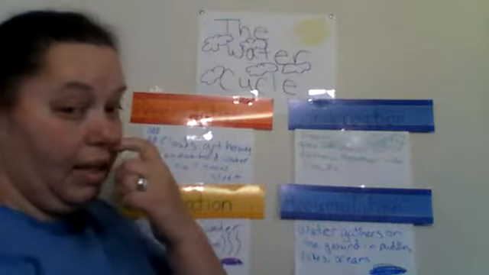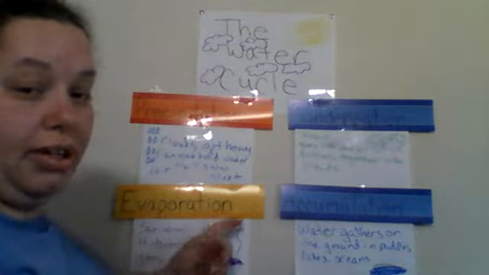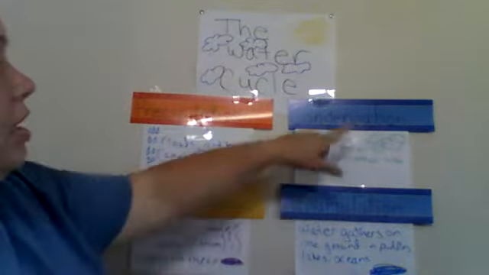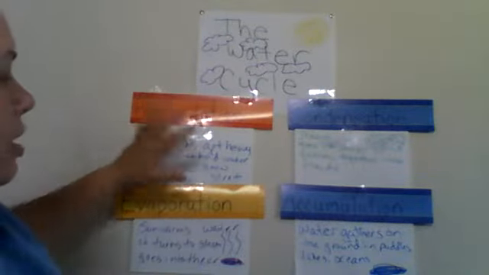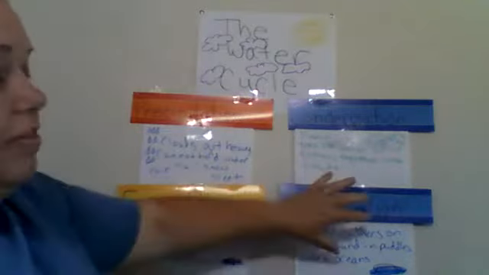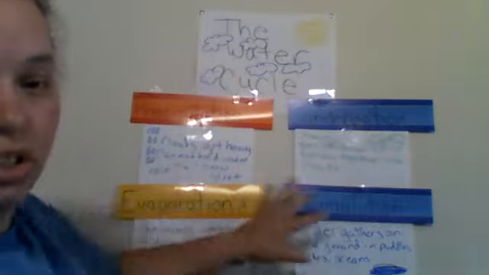Now, if I had accumulation and evaporation correctly, it would go in a circle. See? It would go in a circle. Condensation, evaporation. Accumulation should be here. Evaporation should be here. So it would go in a circle.